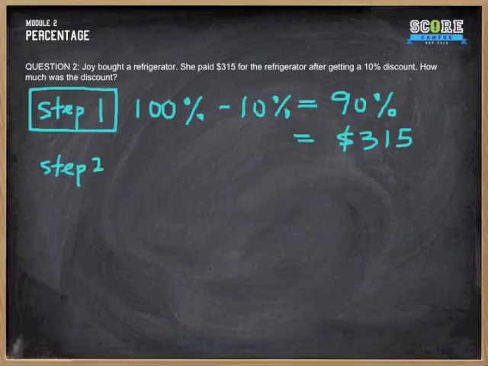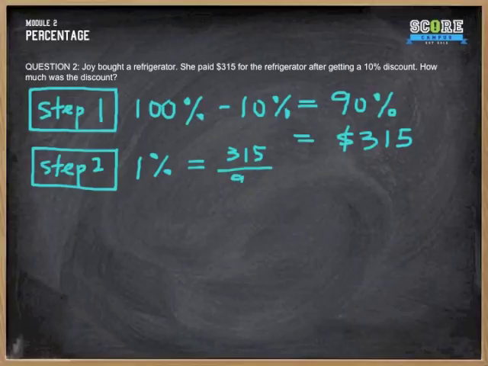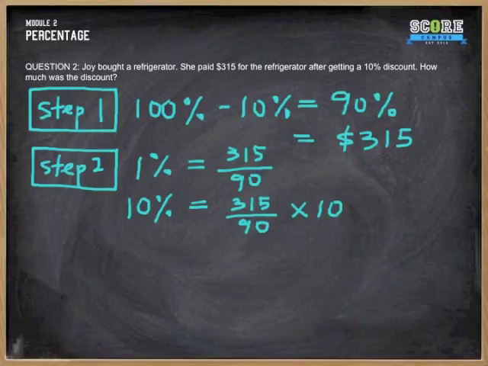So step 2. This is the same setup as the previous question, previous example. 1% is equals to 315 over 90. If 90% equals to $315, 1% equals to 315 over 90. Therefore, 10% would be 315 over 90 multiplied by 10%. Which is equals to, do the mathematics in your calculator since you are allowed to use this. Even though the mathematics is quite simple, the answer is $35. That is your final answer.